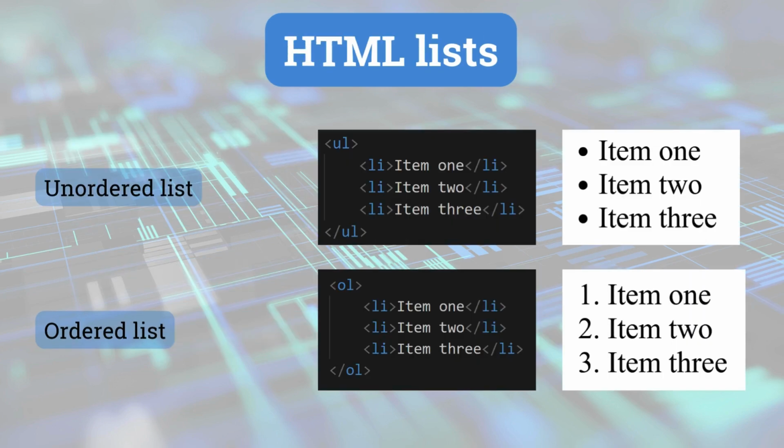Here we can see on the top we have an unordered list. We can see the HTML is UL and item 1, 2 and 3. And on the right we can see the bullet points beside item 1, 2 and 3. On the bottom we have an ordered list. It simply means it goes in order 1, 2 and 3.